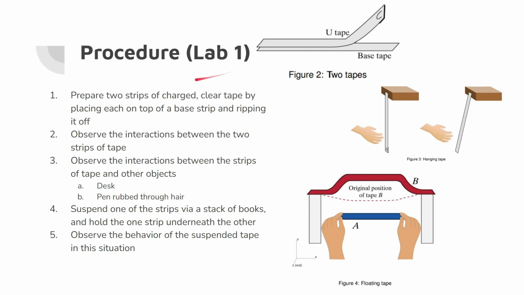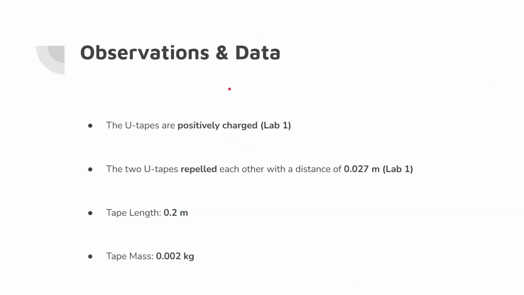So our procedure from Lab 1 hasn't changed. We have our U tape we made from the base tape, observed the interactions between charged objects, and then we also suspended one with the other and measured the distance between the two. For observations we made in Lab 1, we found that the U-tapes are positively charged and that they repelled each other at a distance of 0.027 meters.